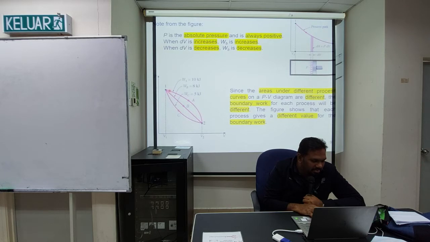Sebab kenapa yang WA ni dia lagi banyak? Sebab area yang dia cover under the curve is bigger, more. Okay, so path C dia kurang, hanya 5. Sebab area yang di-cover tu adalah sikit. Okay, so it depends on the path that you are taking.